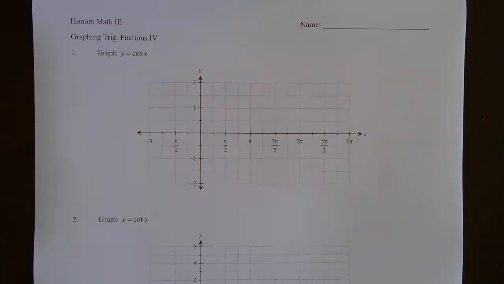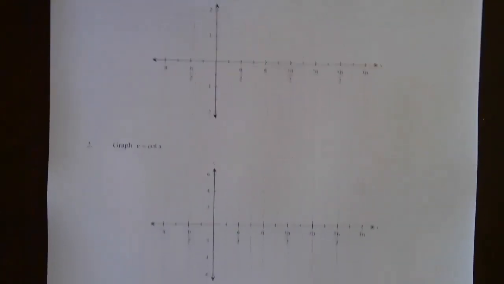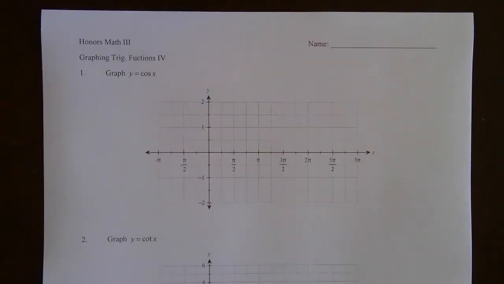Hi guys. So today what I want you to do is take out graphing trig functions number 4, okay? And then graph y equals cosine x, and then y equals cotangent x, and y equals secant x using that unit circle, right? And the coordinates on the positive x-axis, the positive y-axis, the negative x-axis, and the negative y-axis, and then back to the positive x-axis. Okay, so go ahead and do that and pause the video, and when we come back, I'll show you the answers to these, okay?